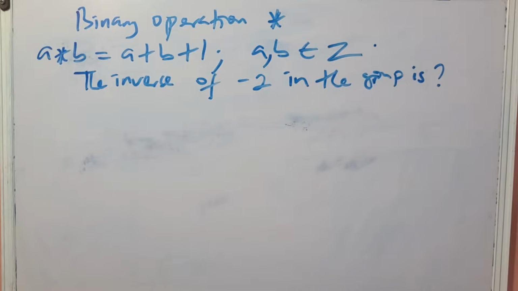Somebody got -4. Okay, somebody got 4. Somebody got -4. People are getting -4. Okay, all right, let's go on and try to solve this.